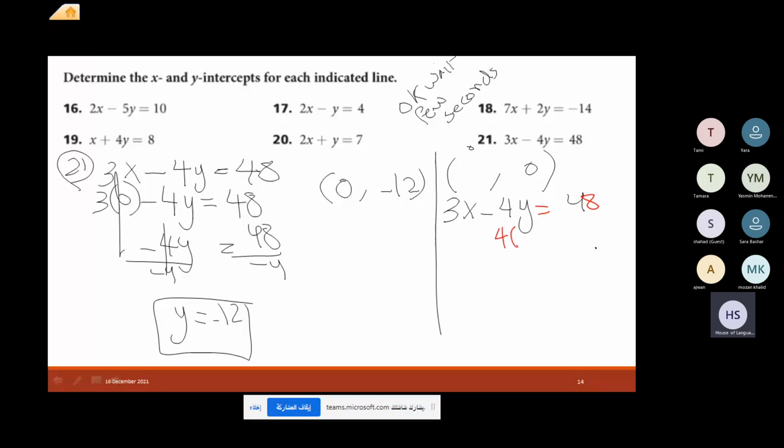4 times 0, okay, and 3x equals, bravo. So then 3x equals what? Just a minute. 3x minus, okay, bravo, then divide by, okay, then x equals 48 divided by 3 is 16.